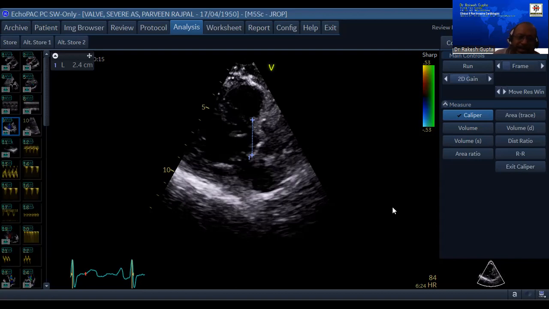So what will be the area? 2.4 divided by 2, that will be 1.2. 1.2 squared, multiplied by 3.14, pi r squared. Multiply by LVOT VTI. LVOT VTI is 28.73. So whatever the values are, I'm going to calculate. Just give me a second.